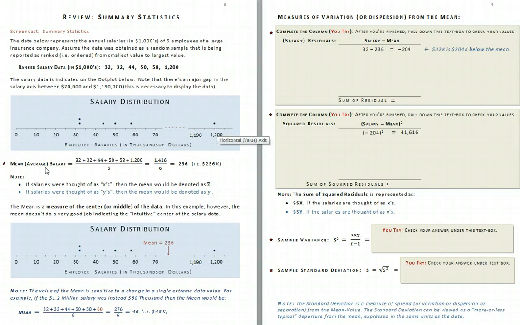The sample mean salary amount is $236,000. The mean is considered a measure of the center of the data set, but because of the one large salary, the mean doesn't do a very good job indicating the center of this salary data.